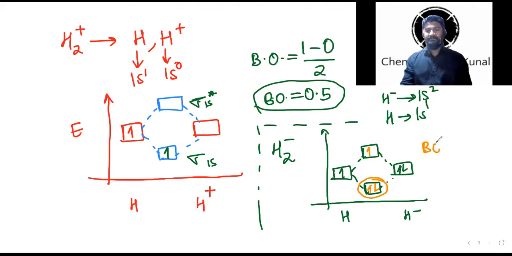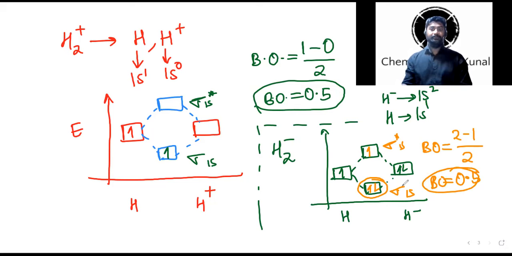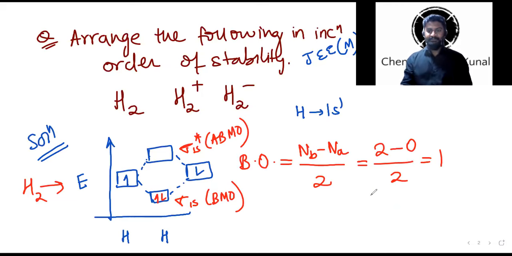So bond order will be, this is sigma 1s and that's sigma star 1s. What's the bond order? 2 minus 1 by 2. The value comes out to be 0.5 as well. So this is also 0.5. This is all okay. Then what to do now? See, the previous one was 1. Here the bond order of H2 comes out to be clear 1, right?